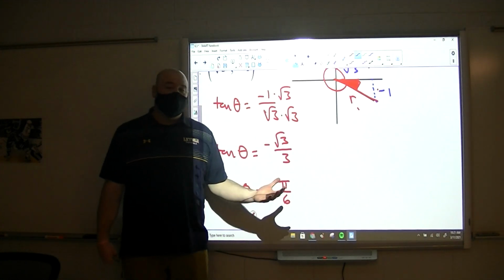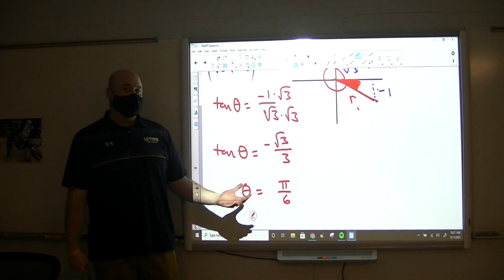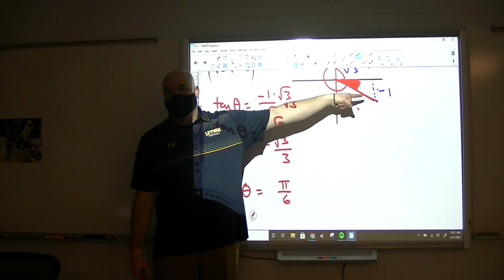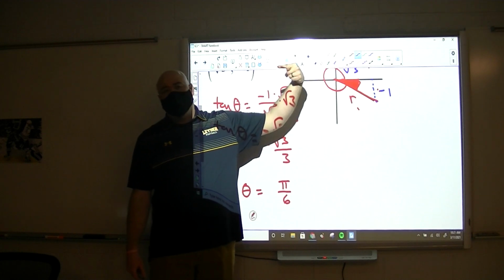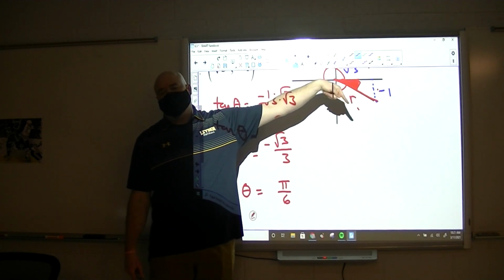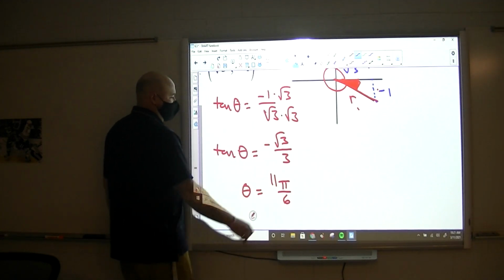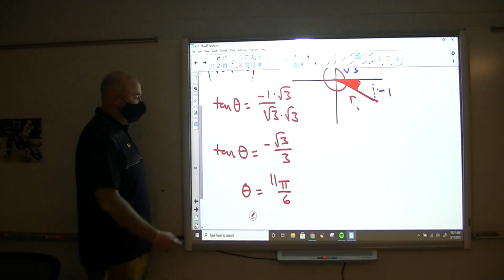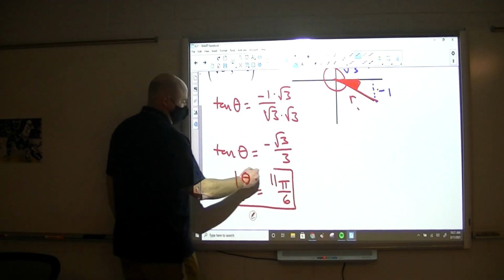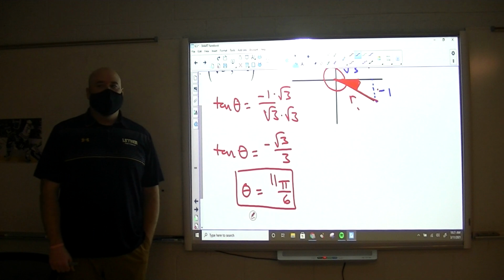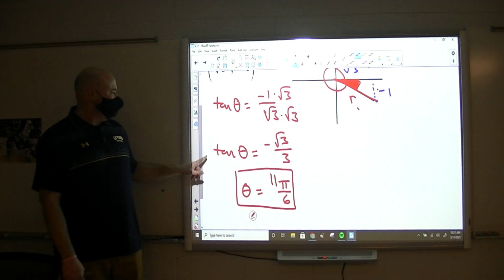because I know it has to be a pi over 6 angle, and I know it's in quadrant 4. What's the one angle in quadrant 4 that's labeled as pi over 6? That would be 11 pi over 6. So there's our angle, 330 degrees, right?